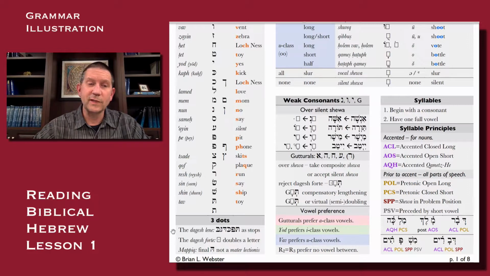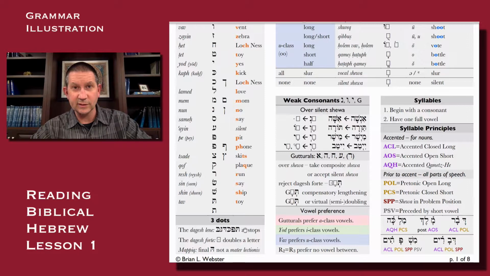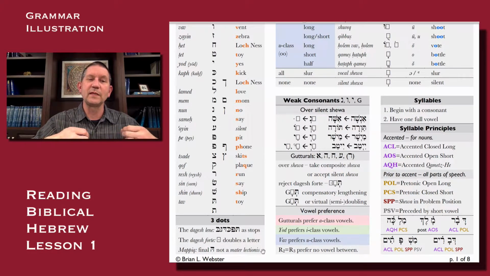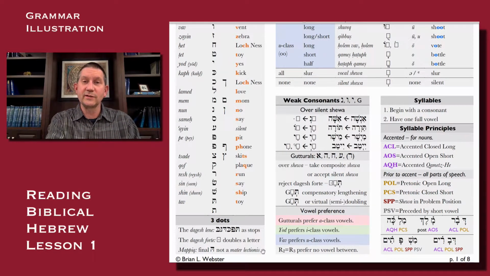All right, so those are the 3 dots. Dagesh lene, only in these letters, only following a stop, such as a syllable ending in a consonant. Dagesh forte doubles a letter. It has to follow a vowel. Forte follows a full vowel. And mappiq can only occur in hey, and it can only occur at the end of a word, and it tells you to pronounce that hey. That hey is not a mater lectionis, right? Mater lectionis is Latin for mother of reading, and it just means this letter is only here as a reading guide. It's not to be pronounced.